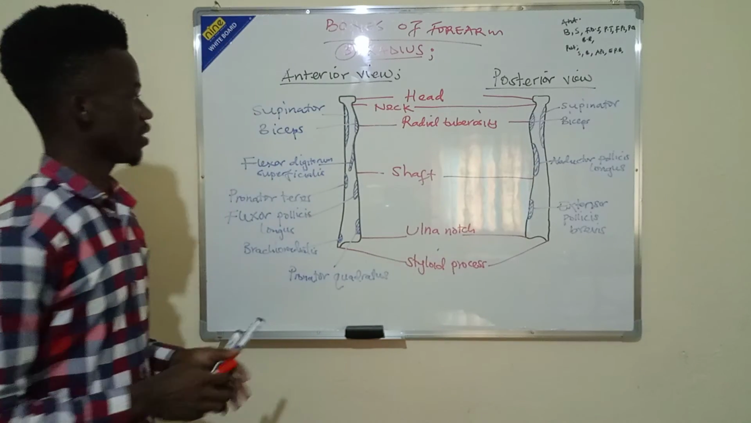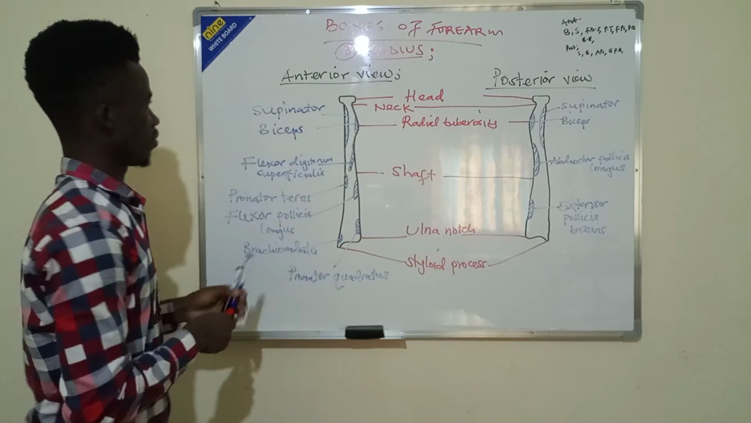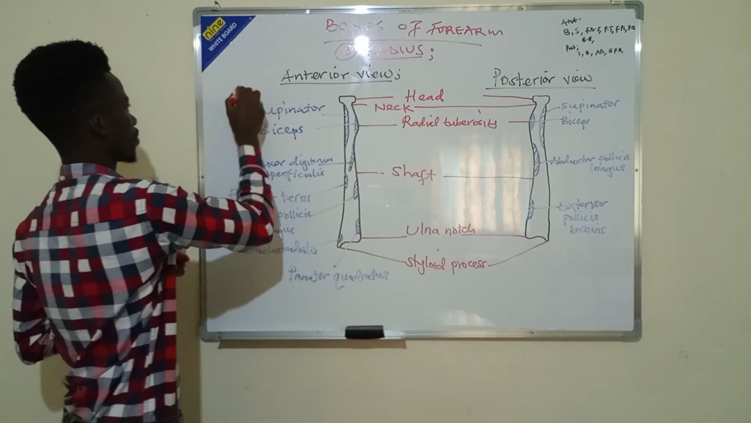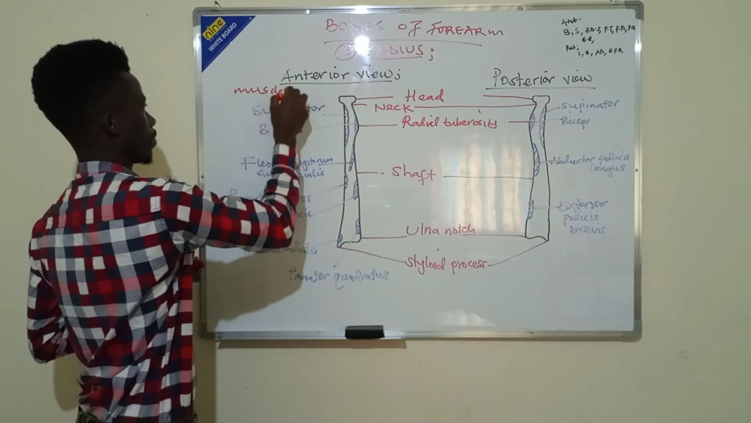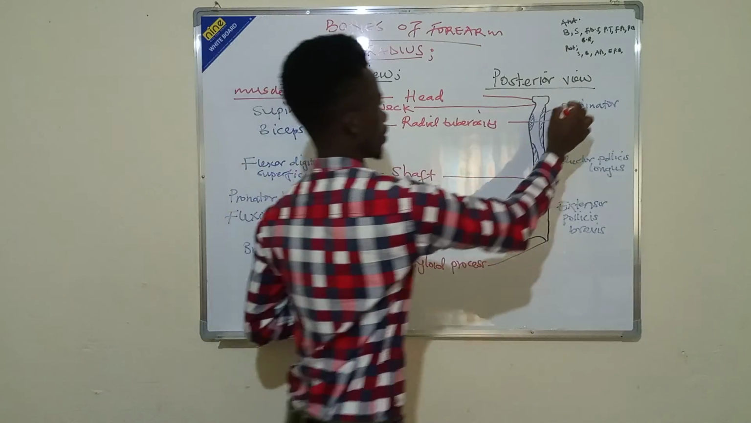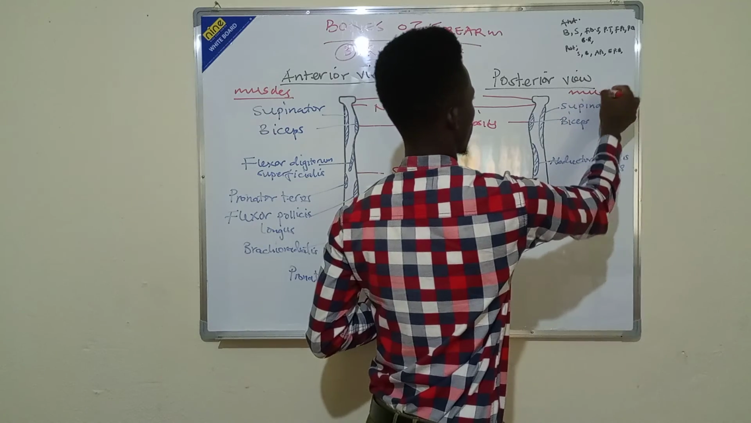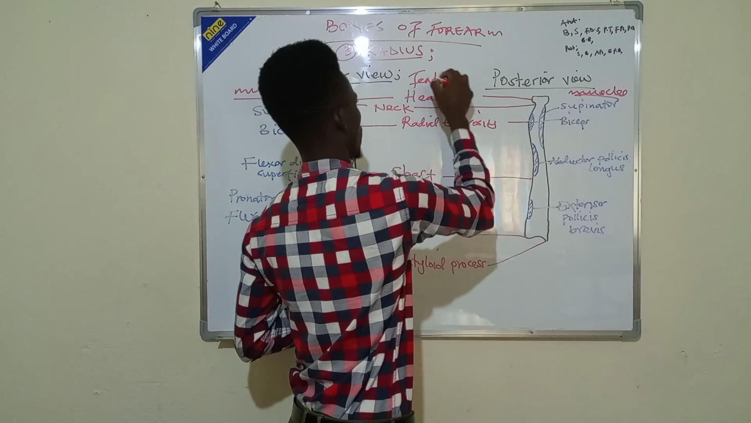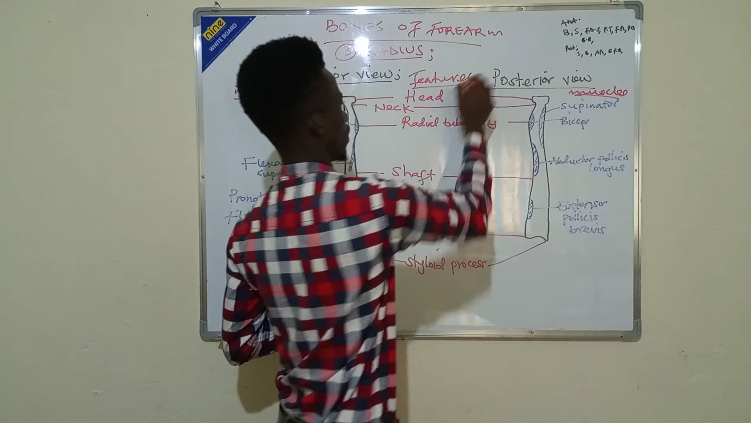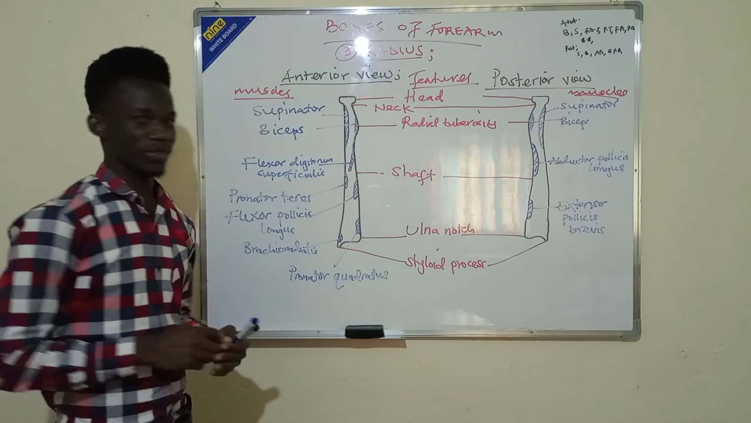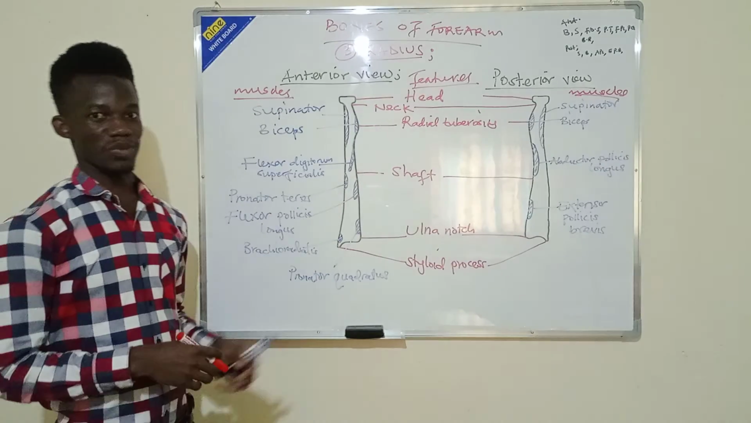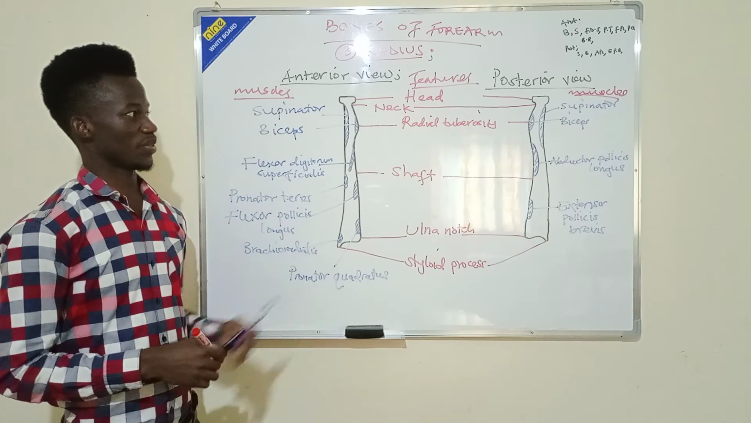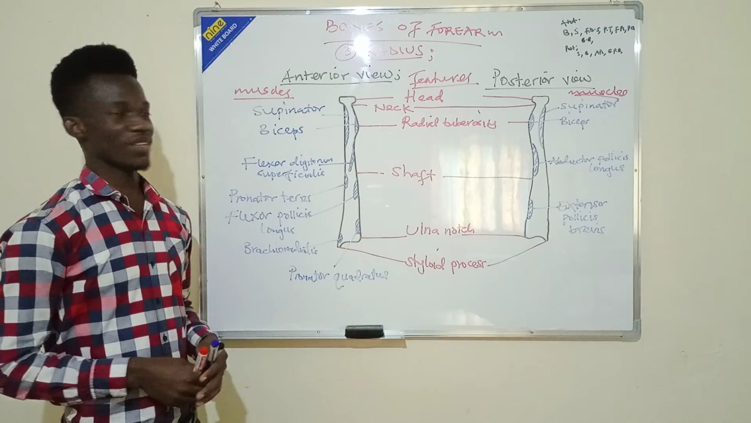So for muscle attachment, these are the muscles. We have muscles here, and then we have still muscles here, and then we have features here. Very good. So this is all about the muscles and features on the radius.